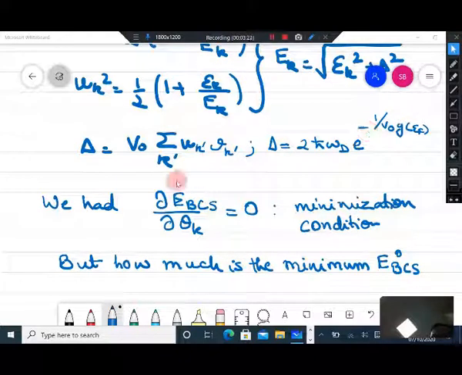Recall that we had minimized the above by using delta EBCS by delta theta, where this was the parameter for uk and vk. uk and vk were written in terms of cosine and sine functions of theta k, so that we could minimize EBCS, where EBCS is the average expectation value of the Hamiltonian using the BCS trial wave function, and then we had minimized this using this condition. But how much is this EBCS? Now that we have minimized it and obtained the factors uk and vk, what is the minimum value, what is the ground state energy, EBCS? That is what we would like to find out.